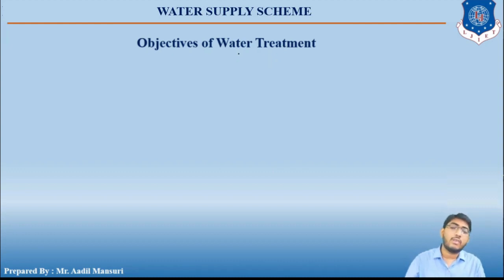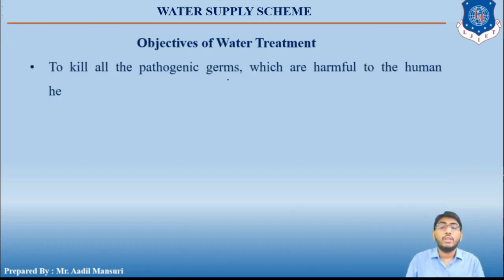Okay, so let us now have a look at the objectives of water treatment one by one. The first one is to kill all the pathogenic germs which are harmful for human health. Sometimes there is a presence of pathogenic bacteria which are responsible for waterborne diseases. Hence it is necessary to remove all the pathogenic organisms before supplying the water to the community.